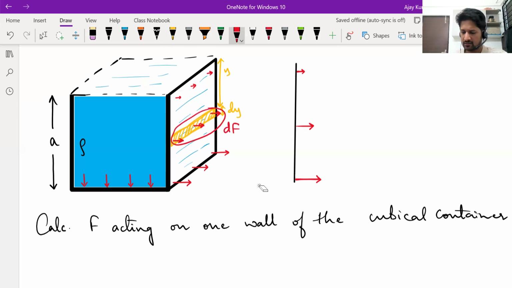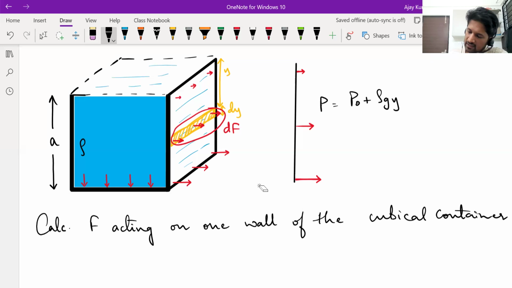Why have I chosen an element like this? Because all points of this element are at the same depth. Its height is negligible, no? So not much pressure variation will be there over this element. You can say this entire rectangle is under a single amount of pressure. How much is the pressure there? Because the depth is y, the pressure there will be P naught plus rho g y. That entire rectangular strip will be under the same pressure.